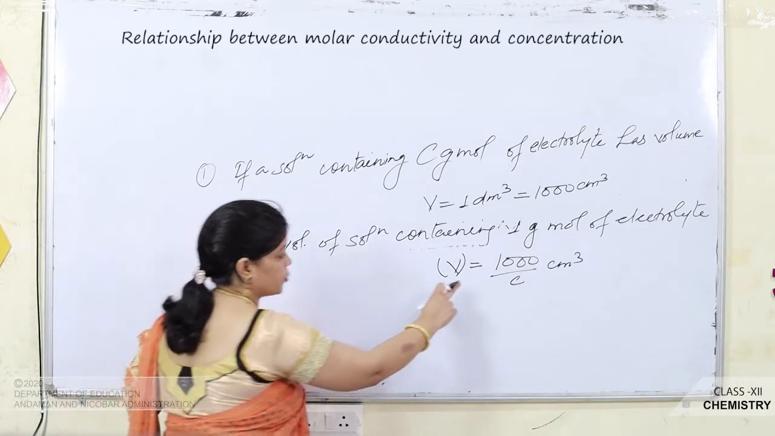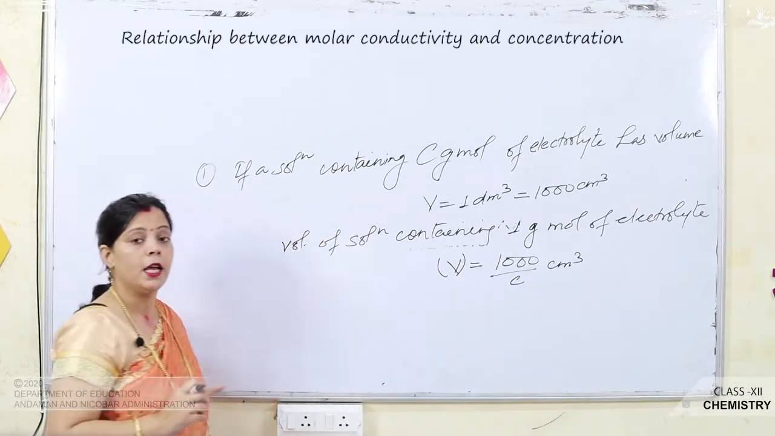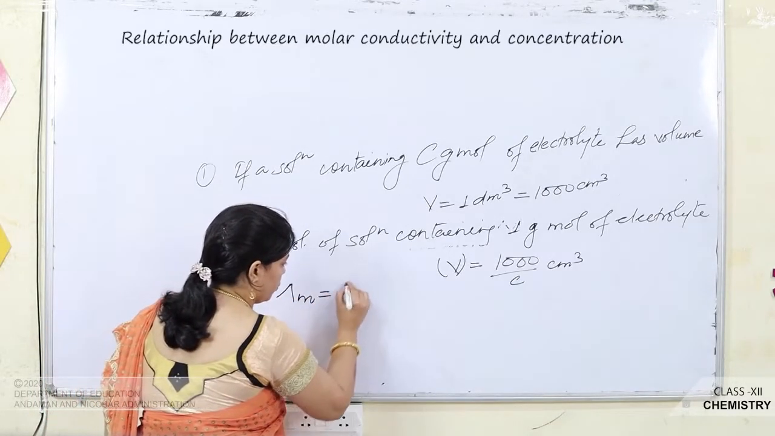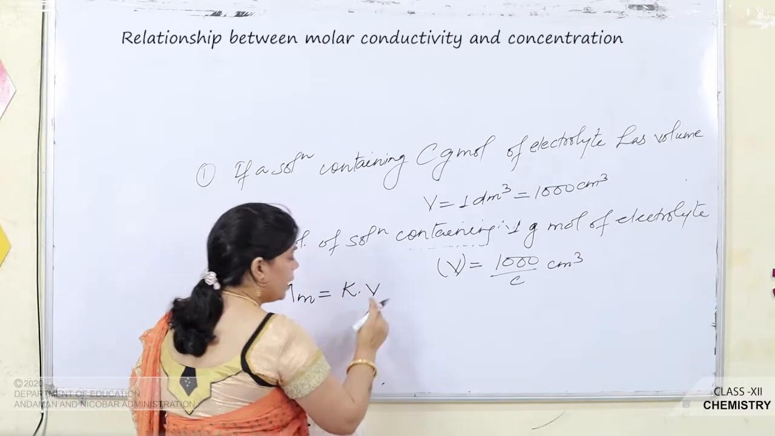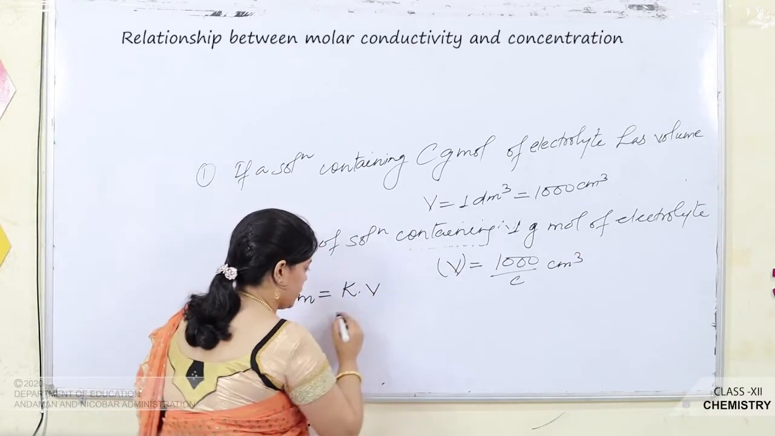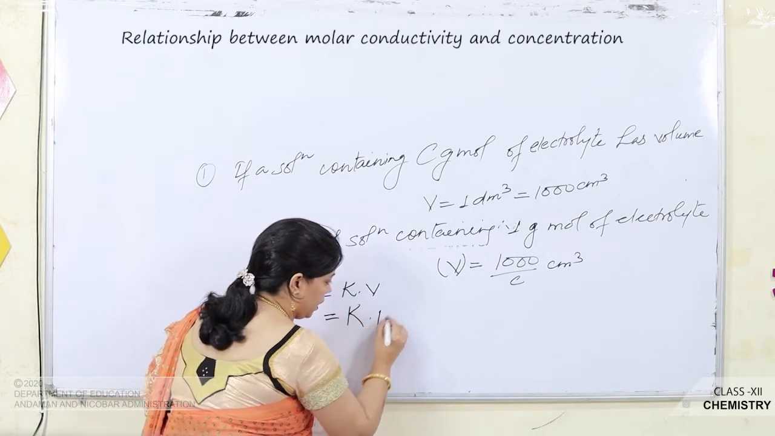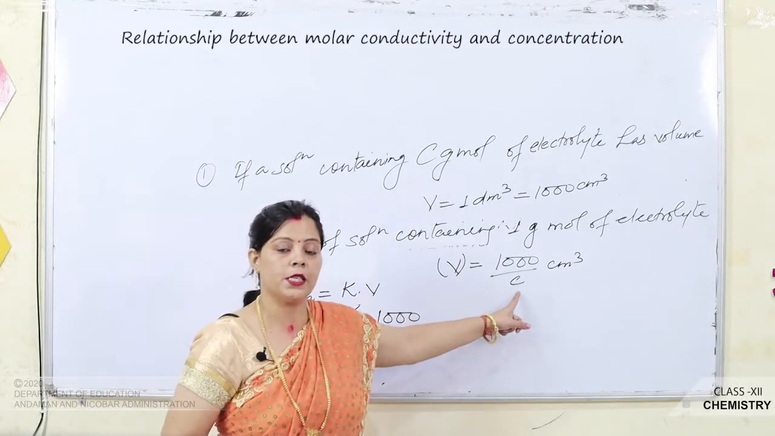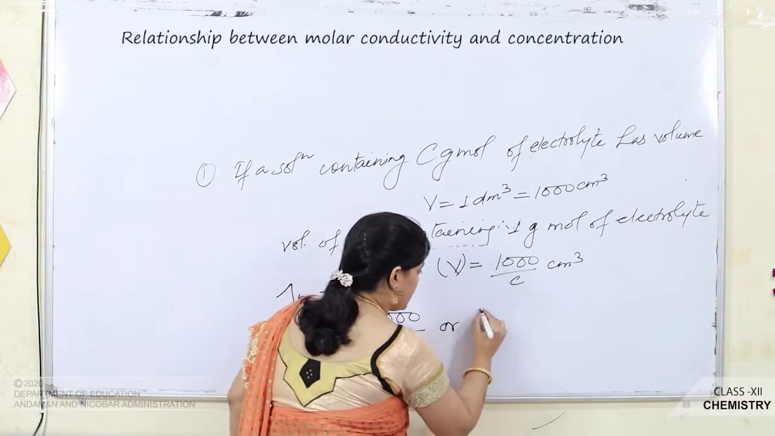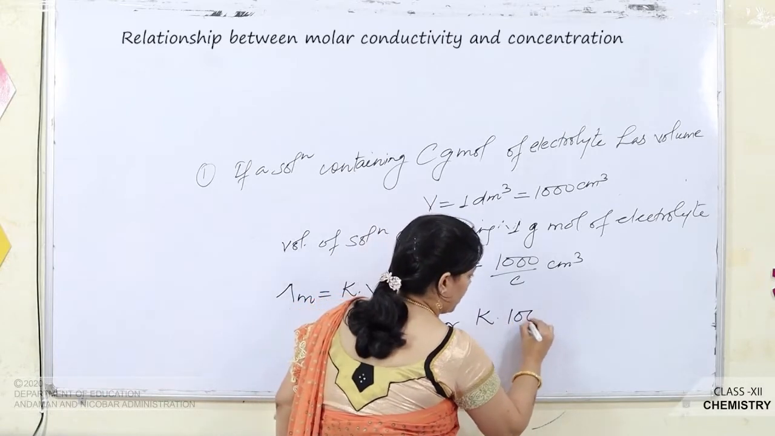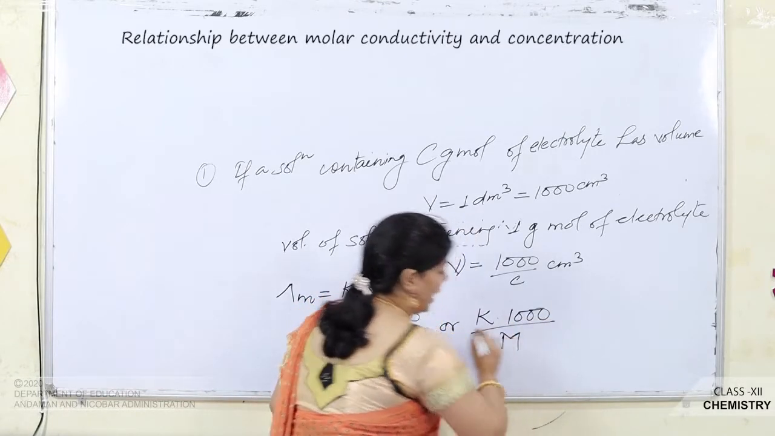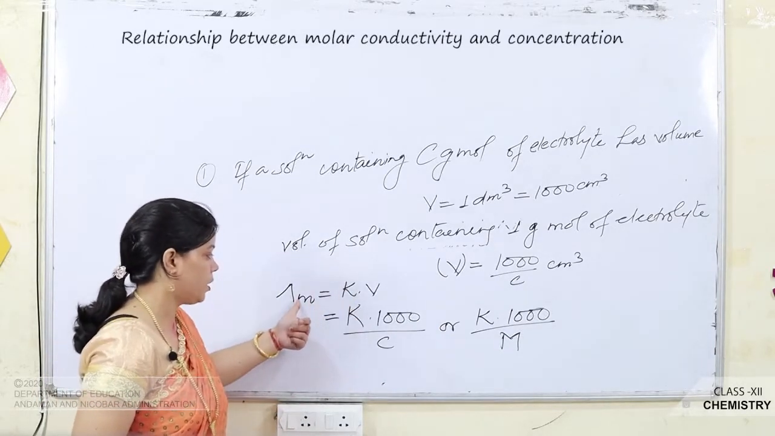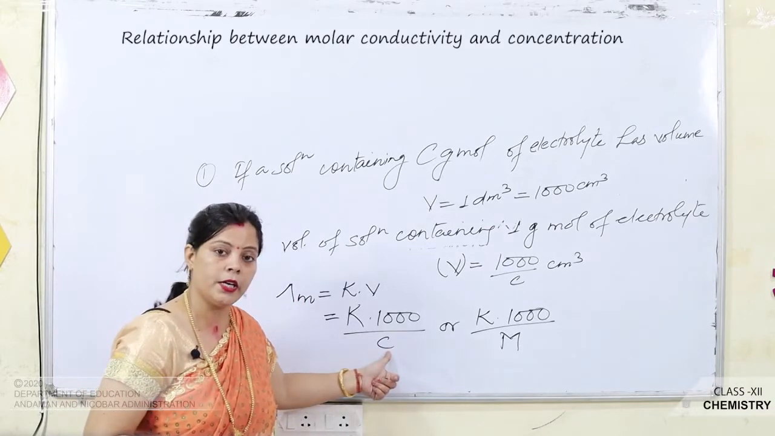So now I am going to substitute this value in the equation which relates the conductivity and molar conductivity, that is, the molar conductivity is equal to conductivity into volume. When we substitute this value of V in this equation, we get the conductivity into 1000 by C, and this C represents what? That C represents the concentration. So we can represent it in another expression, that is, kappa into 1000 by molarity of the solution, that represents the concentration. Now this is the relation between the molar conductivity and the concentration of the solution.